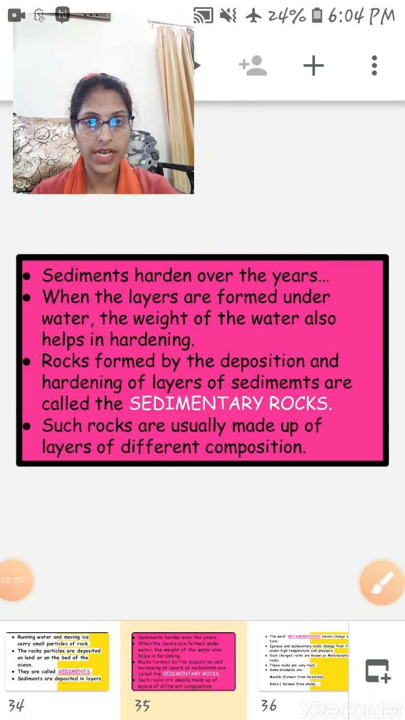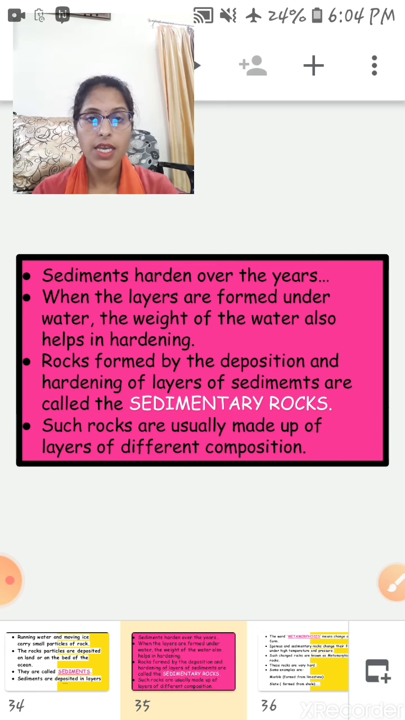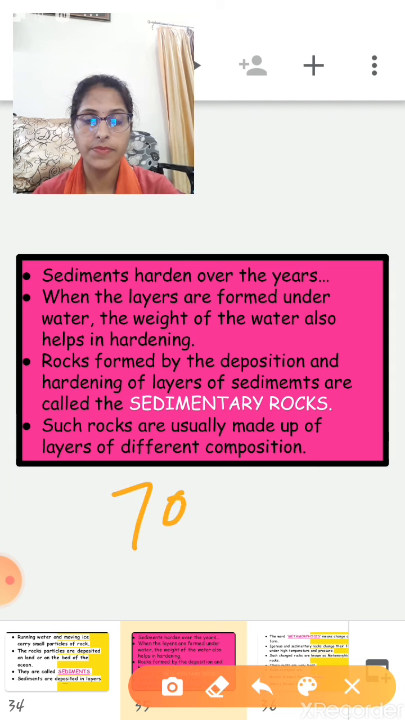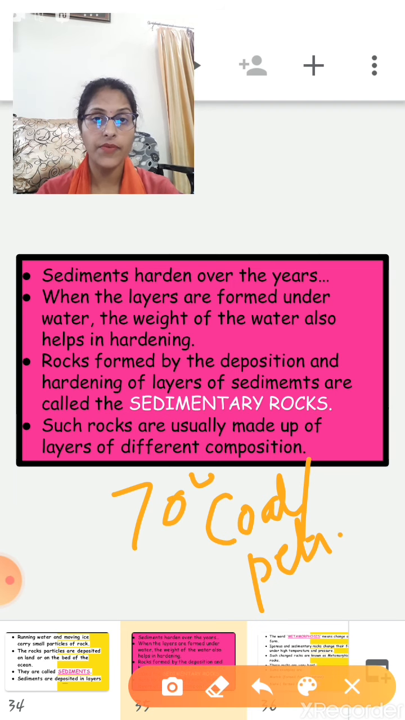Now the chief characteristics of sedimentary rock. First, it is softer than igneous rock. Second, it contains fossils of plants and animals between the layers of the rocks. Third, these rocks constitute 70% of all rocks found on the earth's surface. And it is interesting to note that all fossil fuels, that means coal and petroleum, are found trapped in the layers of these rocks.